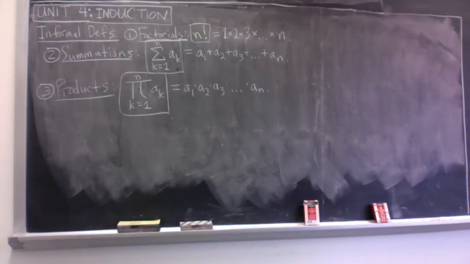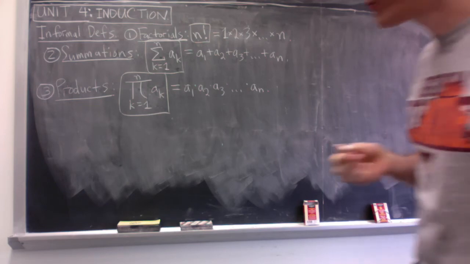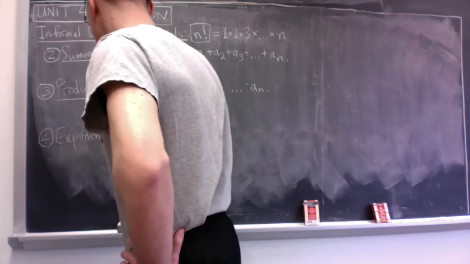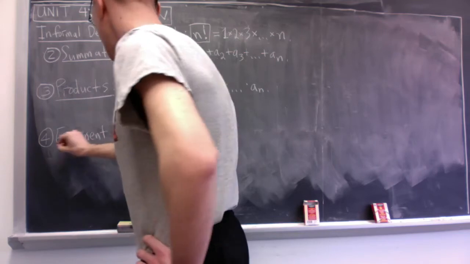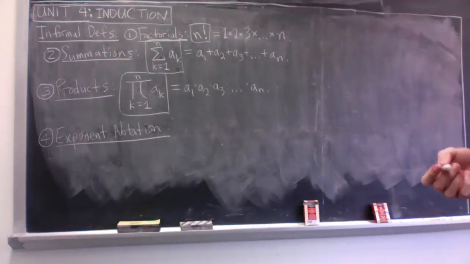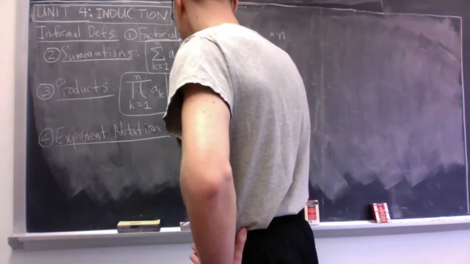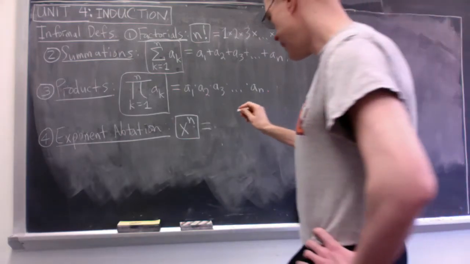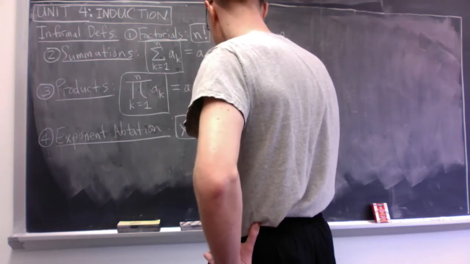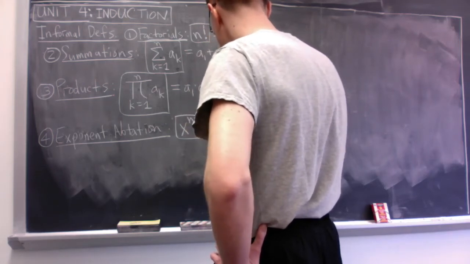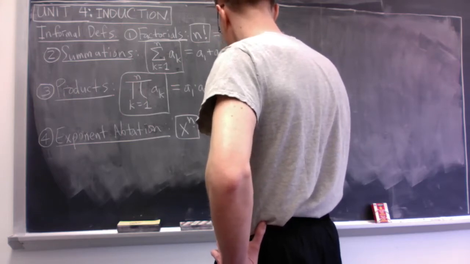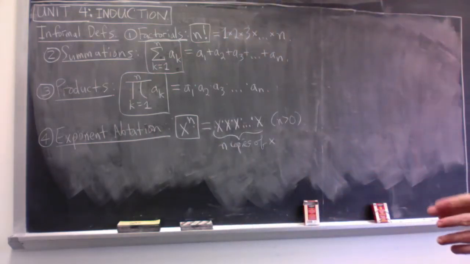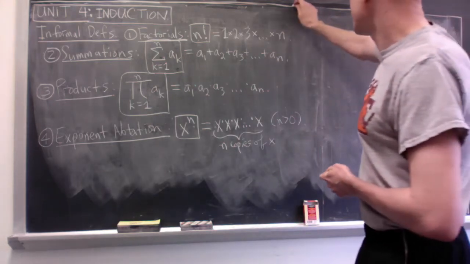One more definition, which I'm certain you've seen in algebra, is exponent notation. You have some real number x, say, and you want x to the n. By definition, that means x times x times x times x times x, dot, dot, dot, where there are n copies of x. Let's say n is positive here. And then you have to do something else for negative, but let's not worry about that yet. Okay, so we've got these definitions.